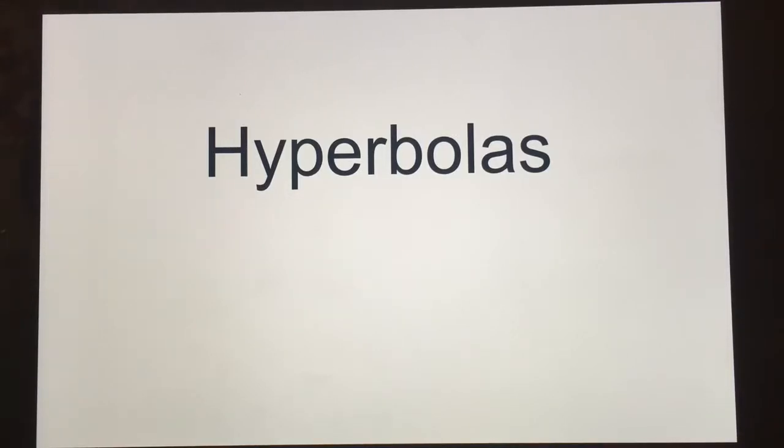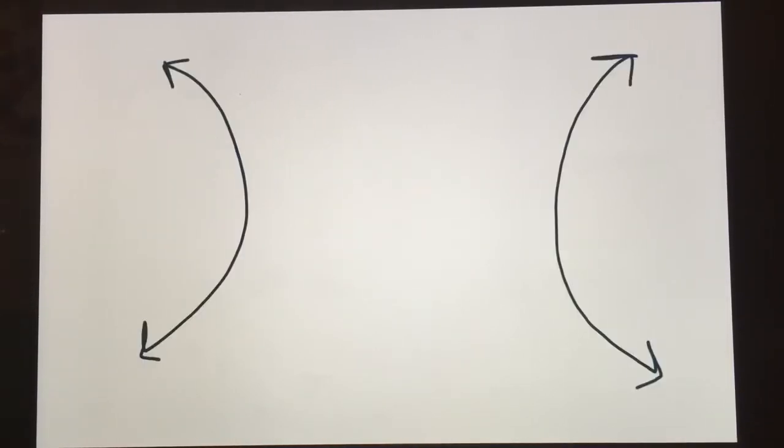All right, next we're going to look at hyperbolas. And here is what the graph of a hyperbola looks like. Right in between you have the center. The center is not actually a point on the graph.